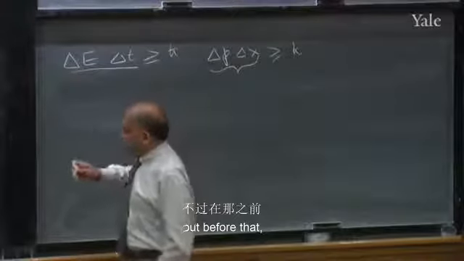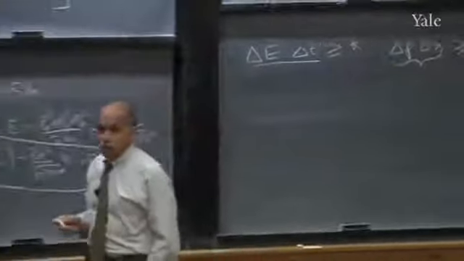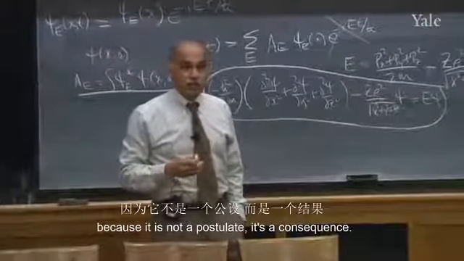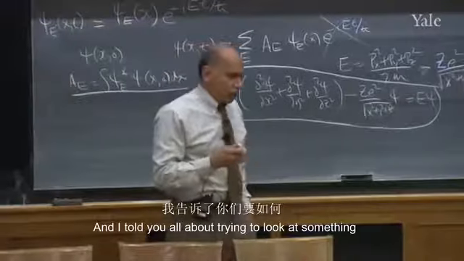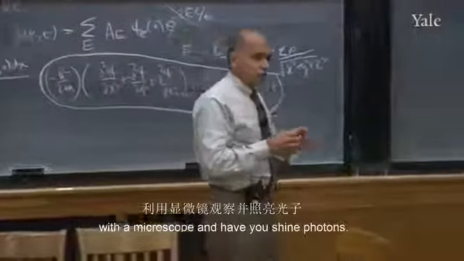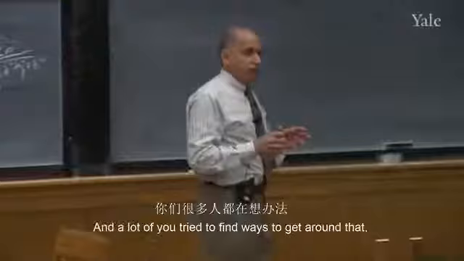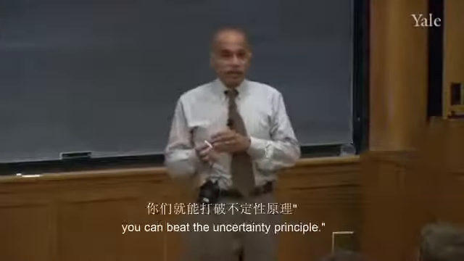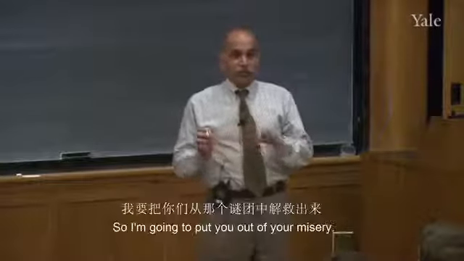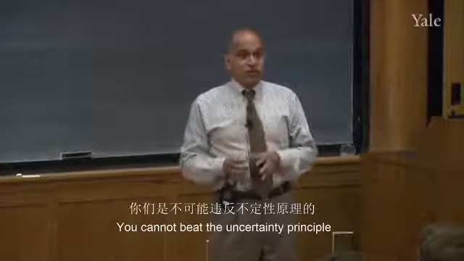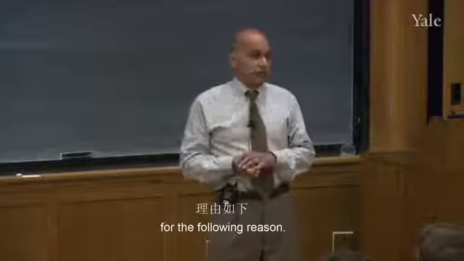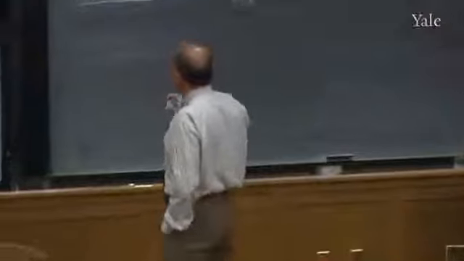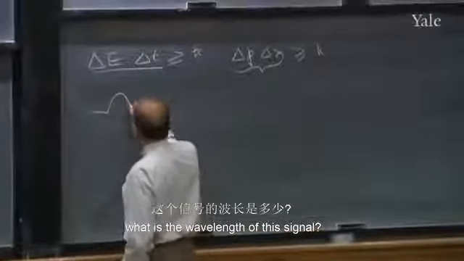But before that, I want to go back to the uncertainty principle, which you notice I never mentioned as a postulate, because it is not a postulate, it's a consequence. And I told you all about trying to look at something with a microscope and how you shine photons. And a lot of you try to find ways to get around that and say, maybe if you did this, maybe if you did that, we can beat the uncertainty principle. So I'm going to put you out of your misery. You cannot beat the uncertainty principle for the following reason. Okay? Forget about quantum mechanics. Let's ask the following question. What is the wavelength of this signal?